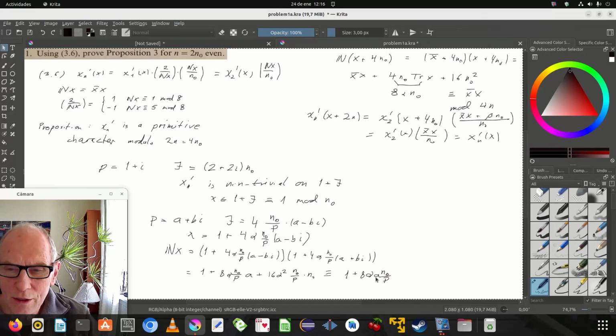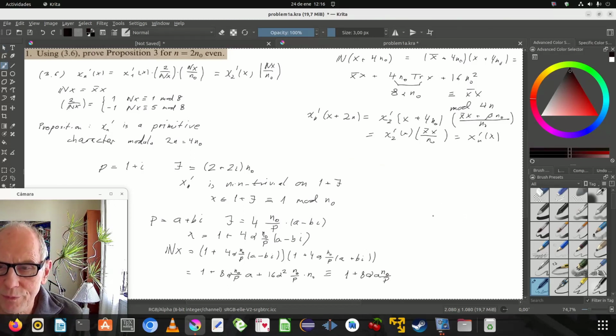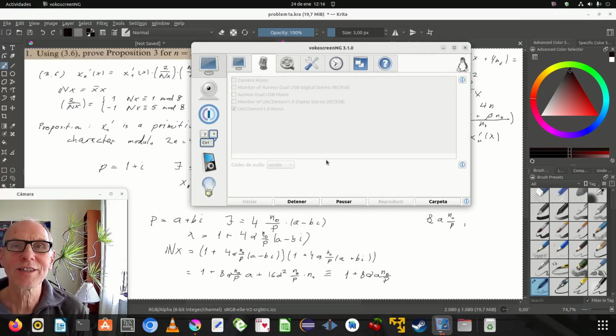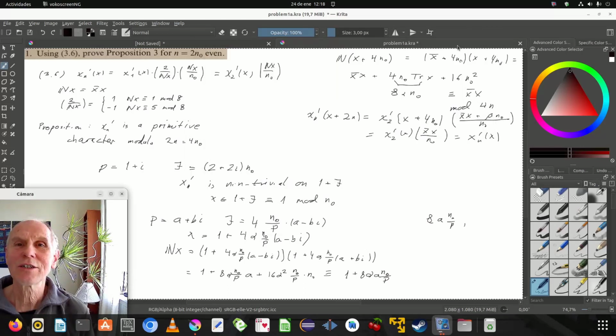Now a, so we need to show that the greatest common divisor of 8a n naught divided by p, that doesn't happen. I just need to check again what it is I must show here. So I didn't quite understand the proof as it was. It turned out I hadn't understood the depth of the argument.